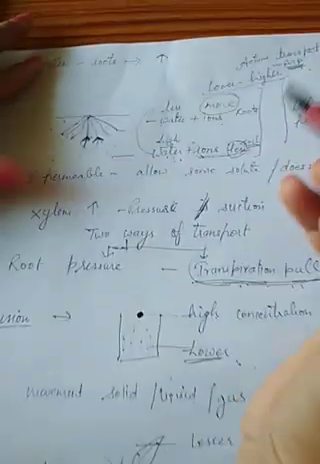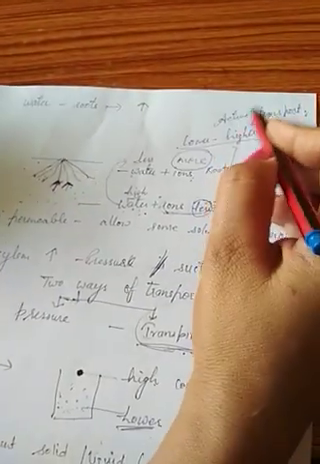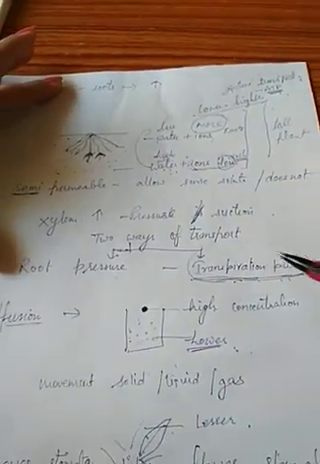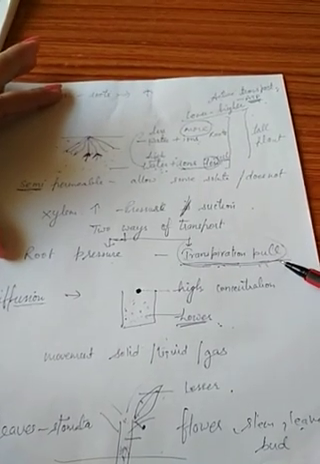So here we have studied three types of processes. First is osmosis, second is diffusion, third is active transport. As well as in this video, we discussed what root pressure is, and what transpiration and transpiration pull are.